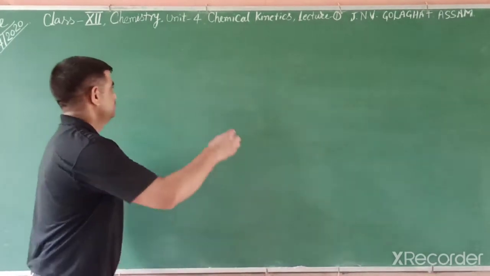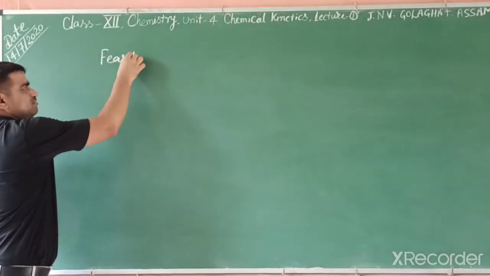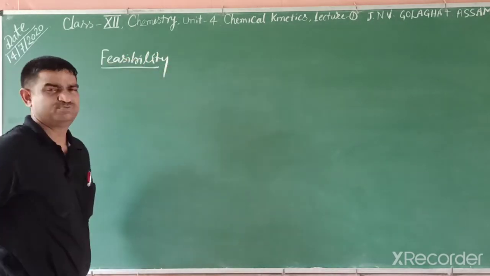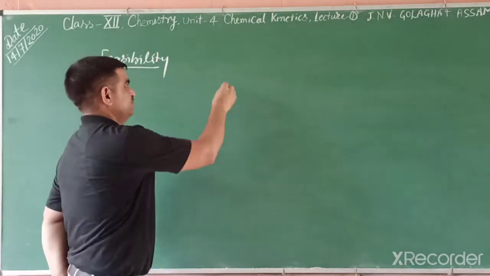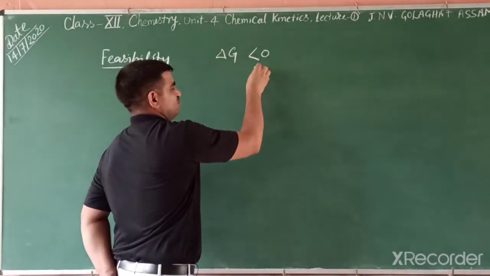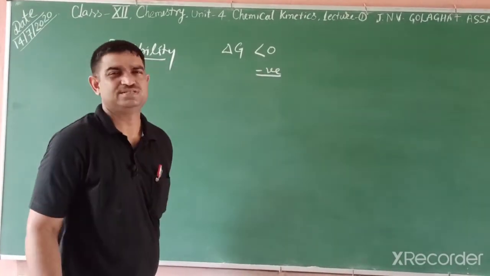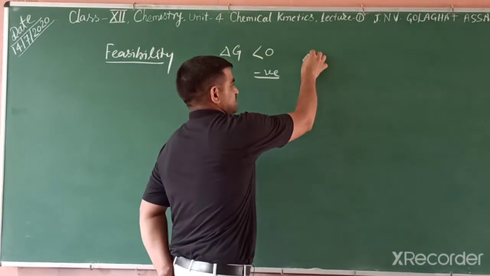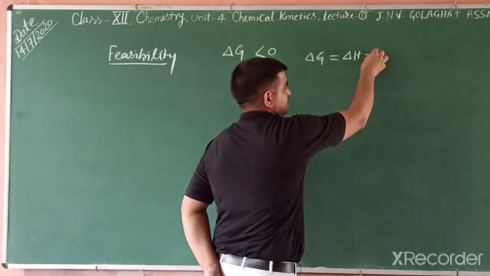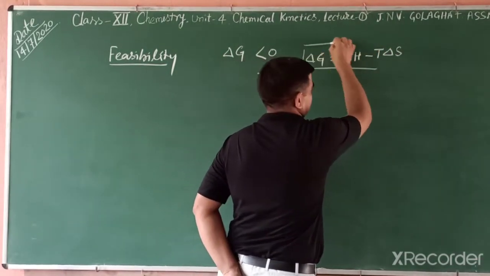According to feasibility, or possibility of a reaction, there is a condition given: delta G, the Gibbs energy of the reaction, must be less than 0, or we can say the value must be negative. This delta G depends on delta H minus T delta S, which we already studied in 11th class.